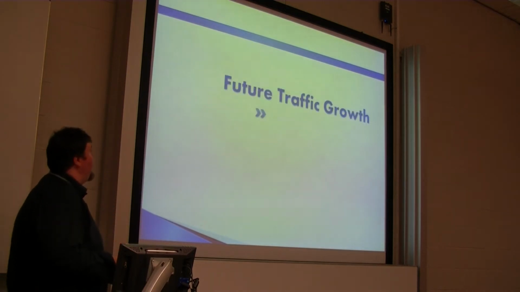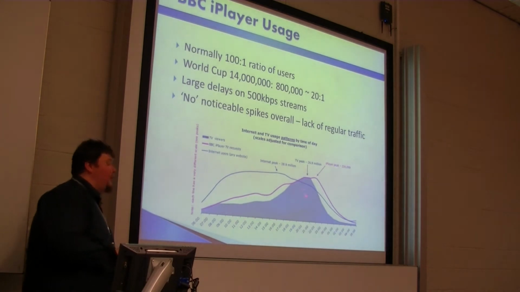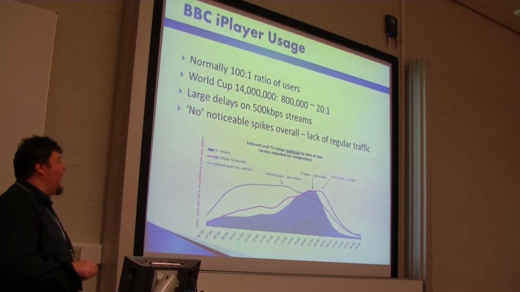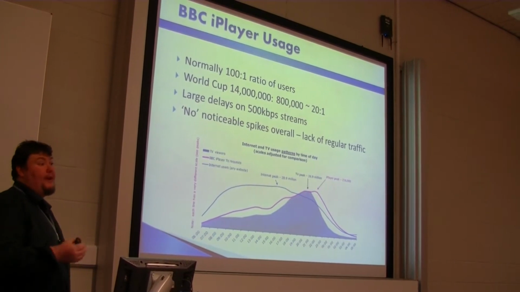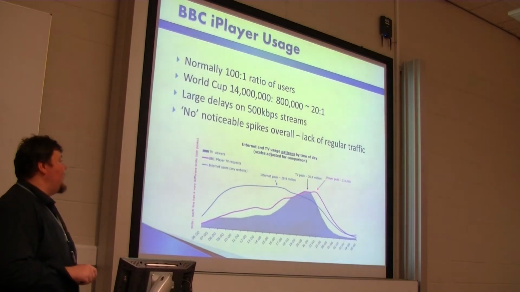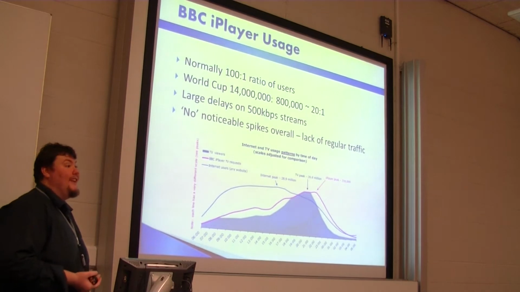So, think about why we care about this. So, here's a picture of TV usage, and internet usage, and iPlayer usage. So the beautiful thing about this picture from the BBC is the scales are completely different. So this TV peak, there are approximately 26.9 million people watching EastEnders.